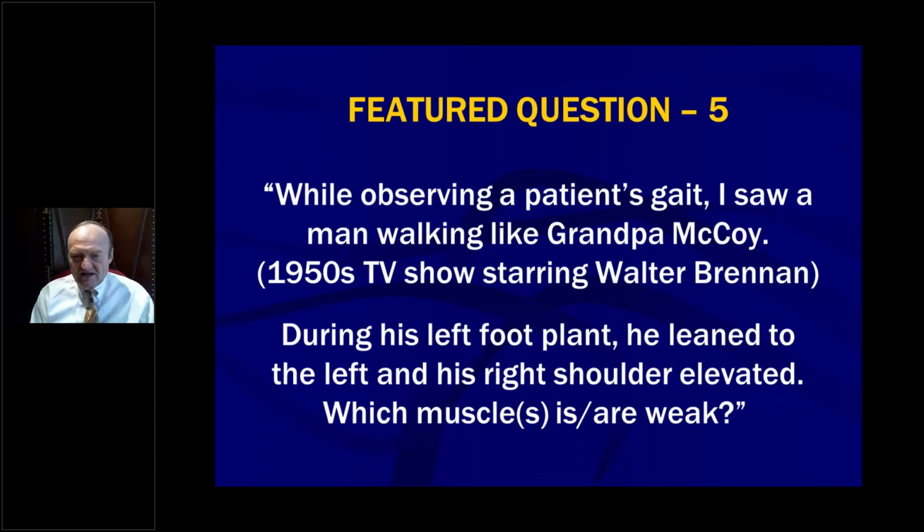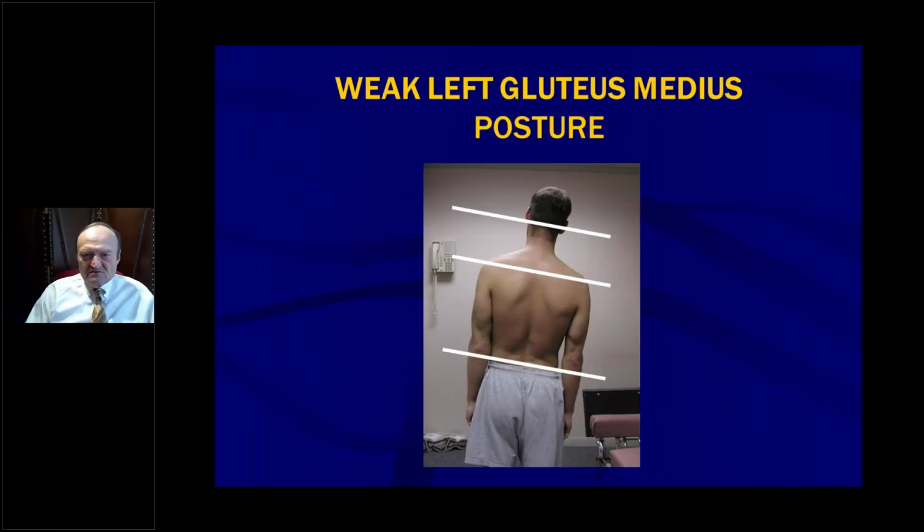So the patient stepped on the left foot plant, and he leaned to the left as he walked. Left foot plant, lean to the left. Here's the posture of a weak left gluteus medius, which is one of the two muscles which can cause this gait pattern. The patient's typical posture is high hip, high shoulder, and high occiput on the left side.